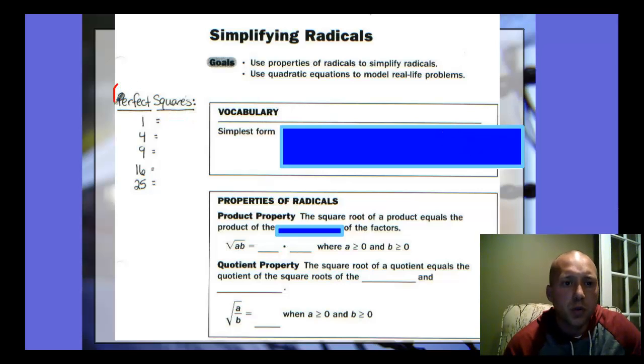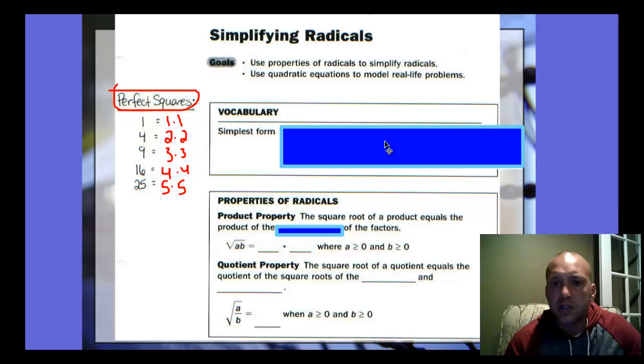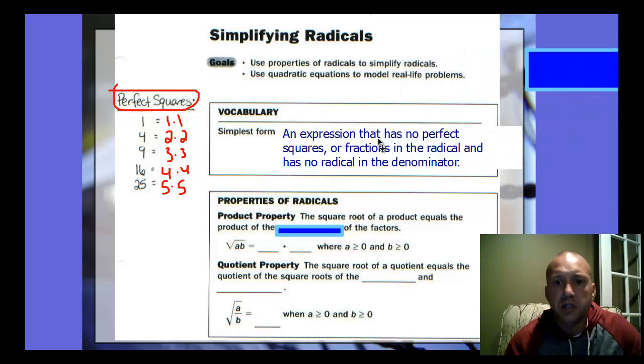So perfect squares, we should know what perfect squares are. We've dealt with them a little bit in factoring. If you look at these perfect squares, 1 comes from 1 times 1, 4 comes from 2 times 2, 9 comes from 3 times 3, and that pattern continues. So the simplest form, when we're dealing with square roots, is an expression that has no perfect squares. We also don't want fractions in the radical, and it has no radical in the denominator. These are the 3 things we look at to know we have a simplified radical.